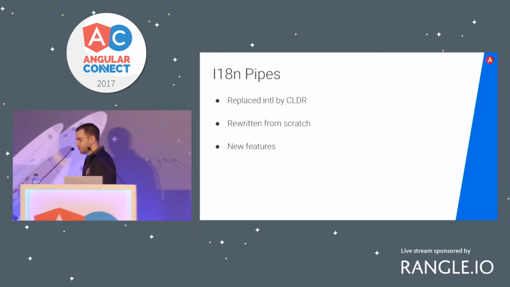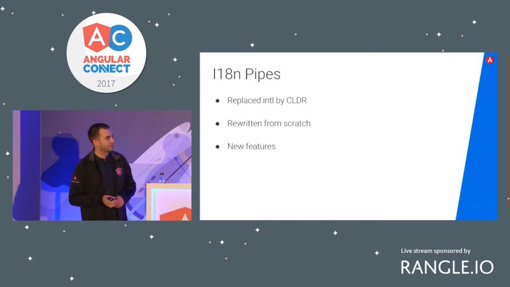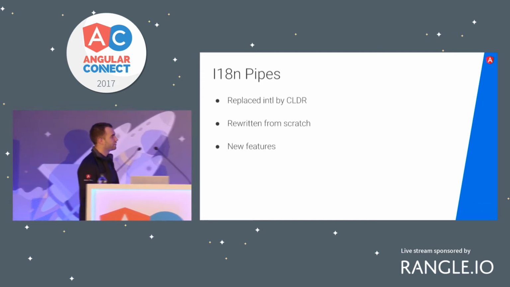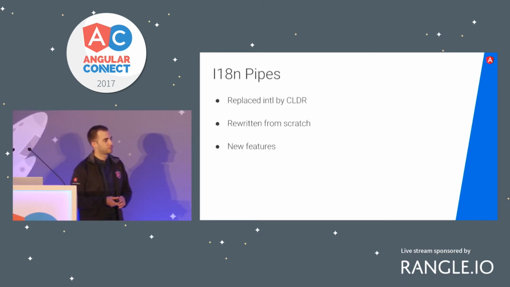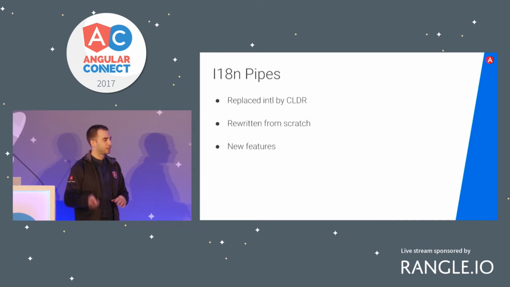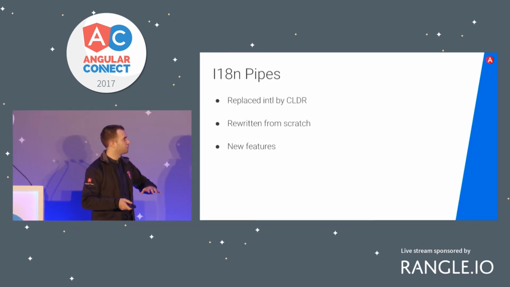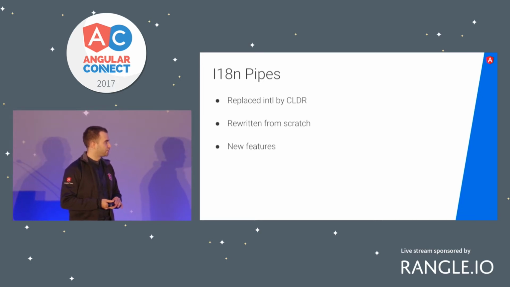We also took the time to add a few features to those pipes, some things that were missing. You now have the ability to set the locale for each of the date, number, currency, and percent pipes. So if you want to have a pipe in English and a pipe in French on the same page, or if you want to show currencies in different languages, you can do it now.